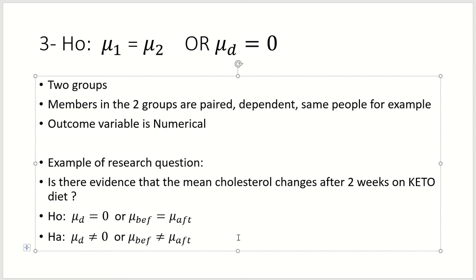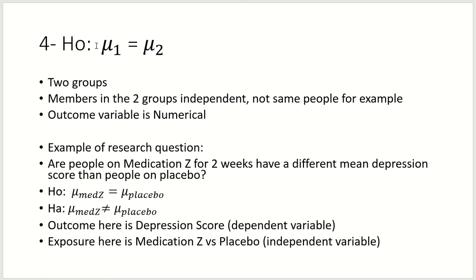The fourth scenario is, again, you have mu of group 1 equals mu of group 2. That's the null hypothesis. You have two groups. Members in the two groups are independent, therefore they're not the same people, therefore you cannot calculate differences. And again, the outcome variable is numerical. You're interested in numerical outcome, therefore you're looking at mu. Example of a research question: are people on medication Z for 2 weeks have different mean depression score than people on placebo?